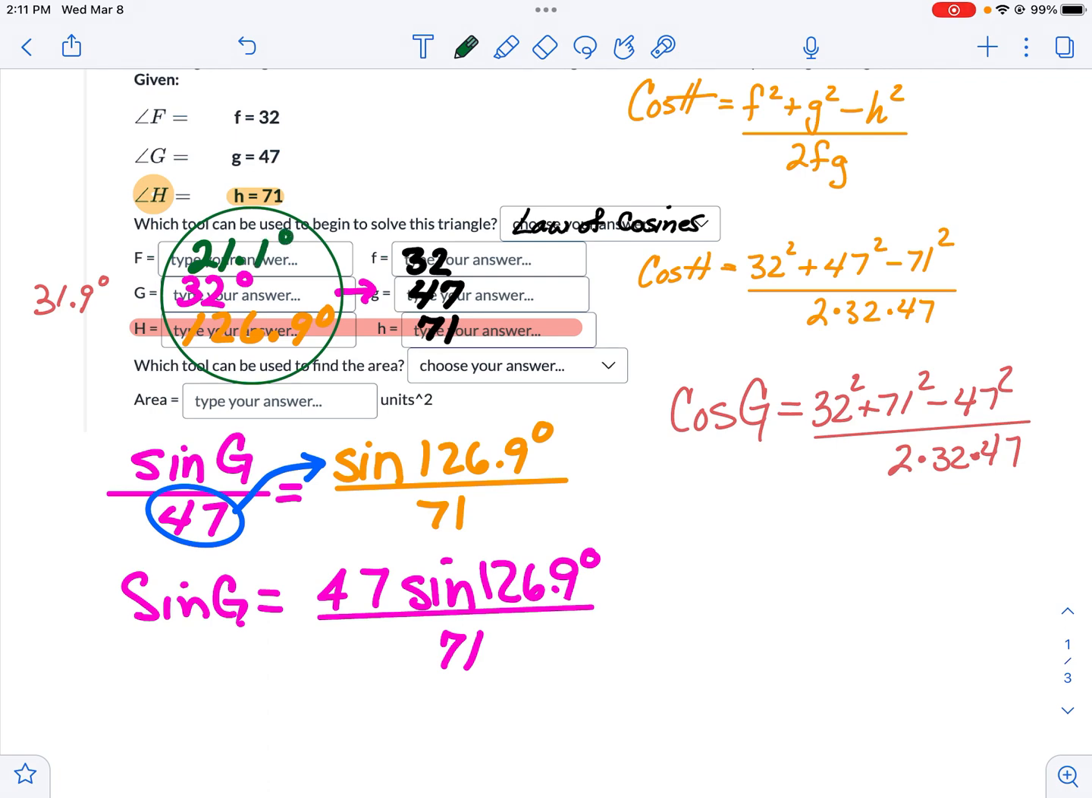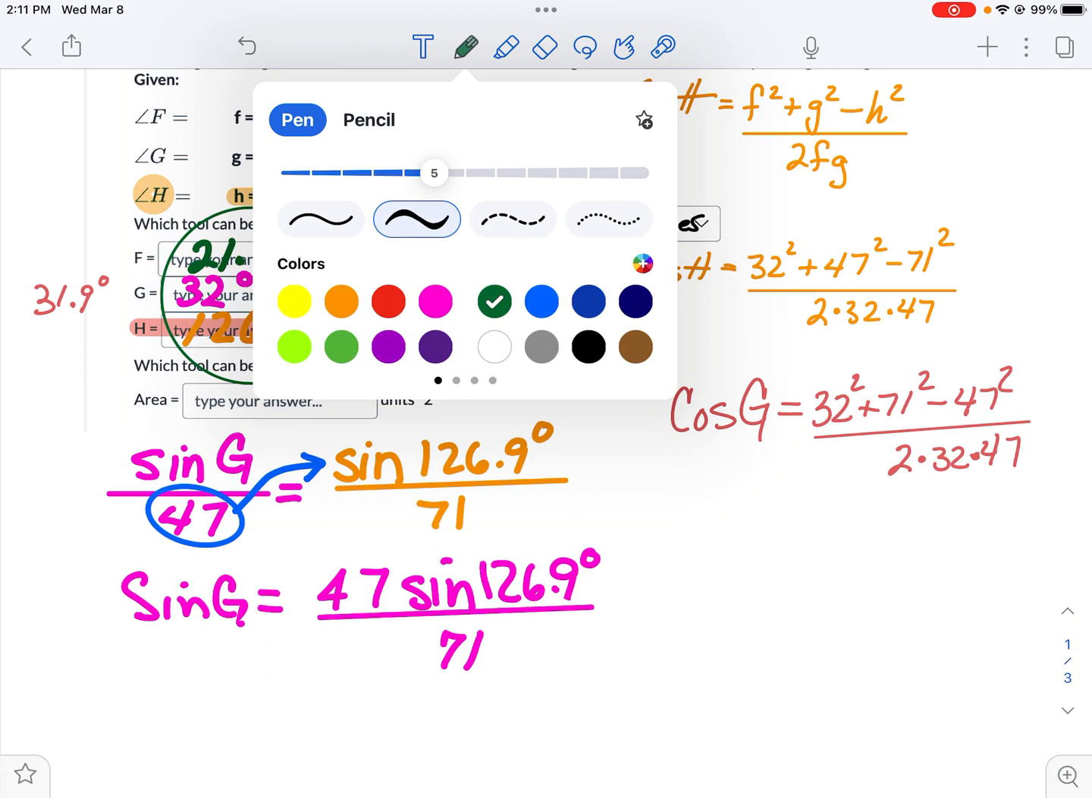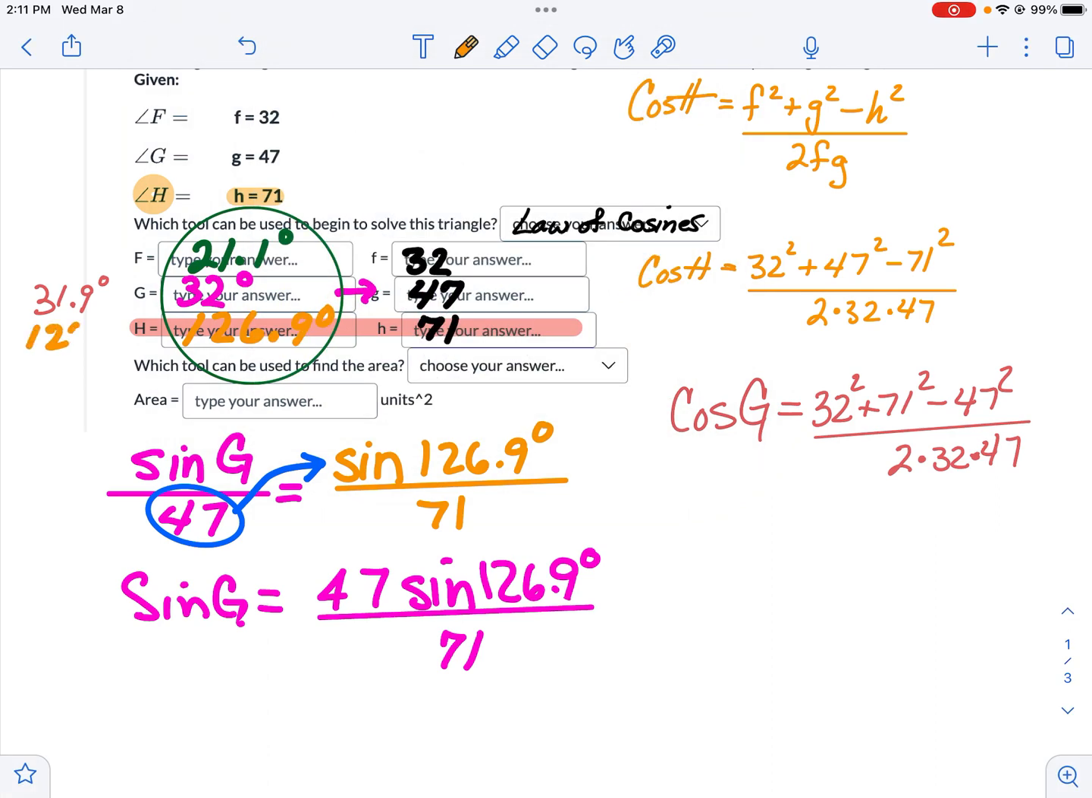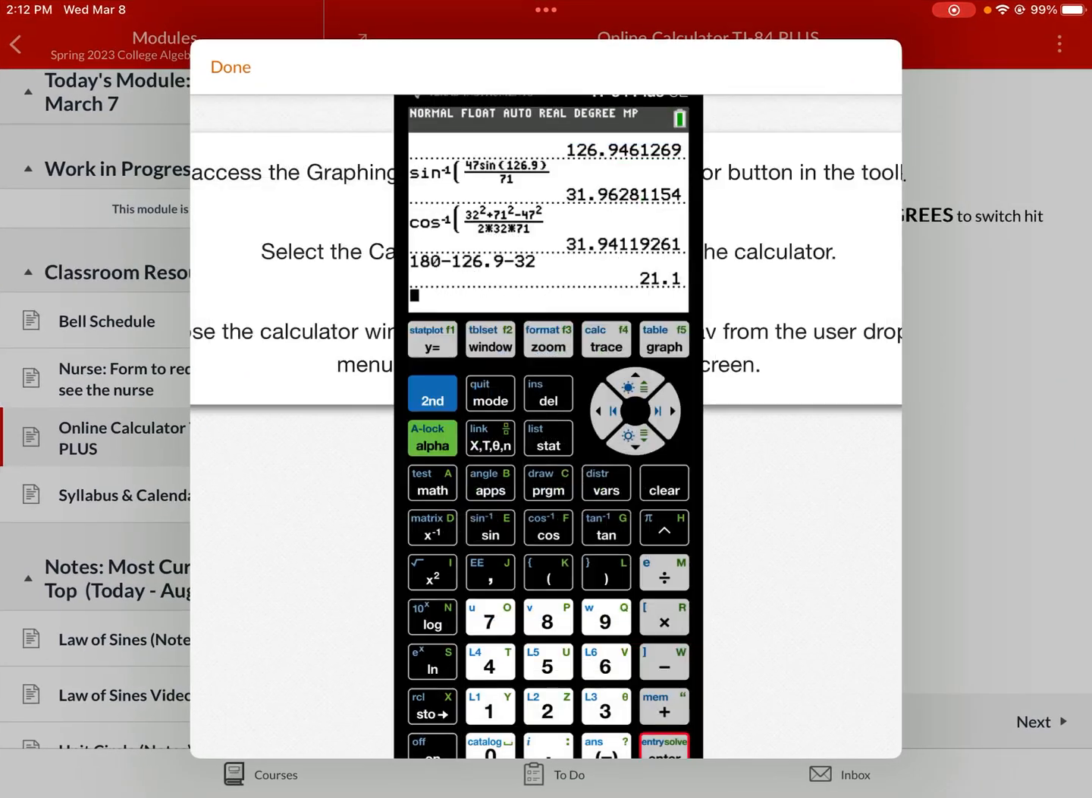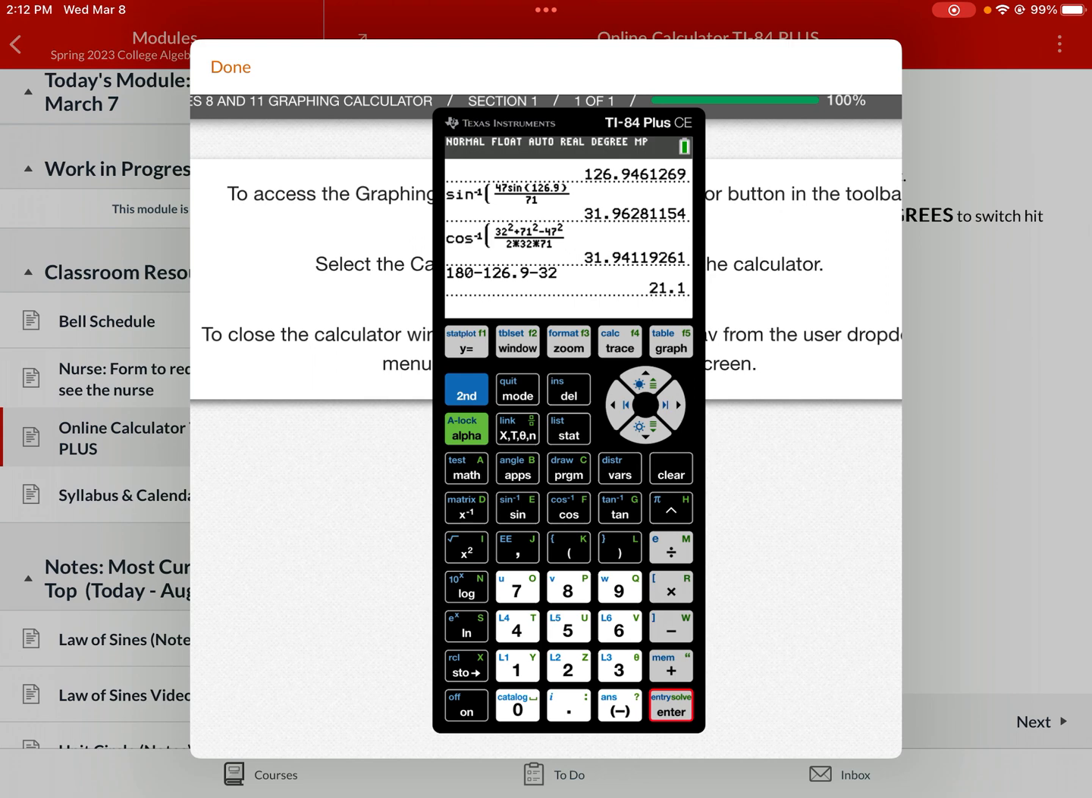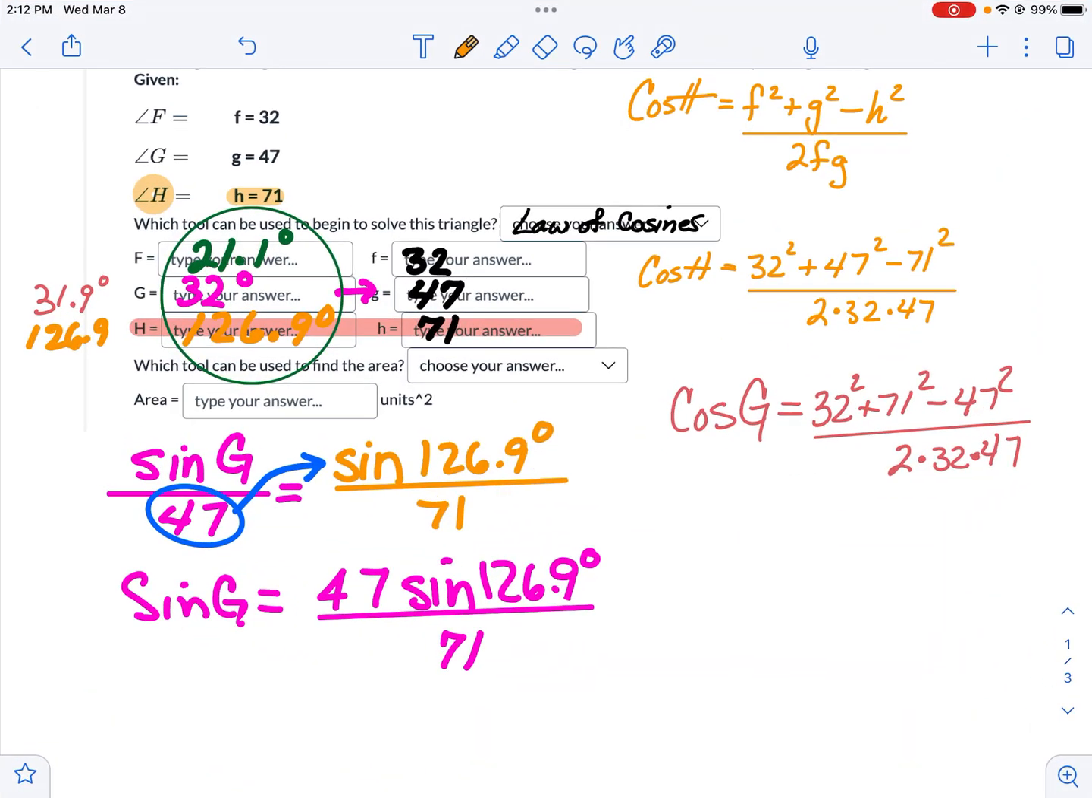Or if I use the other one, if this was 126.9, and that's 31.9, then my other answer would have been 180 minus 126.9 minus 31.9, then that one would have been 21.2. Duh. 21.2.